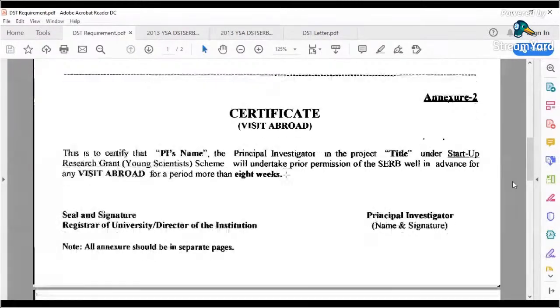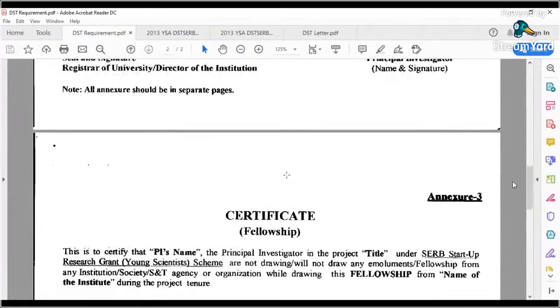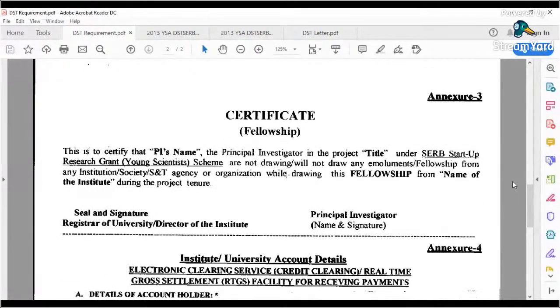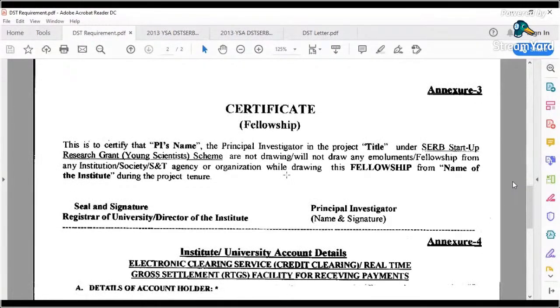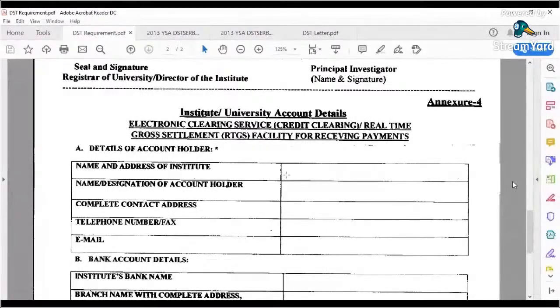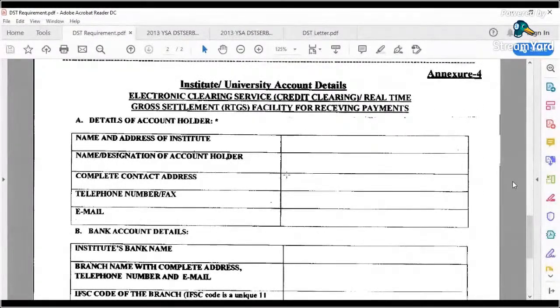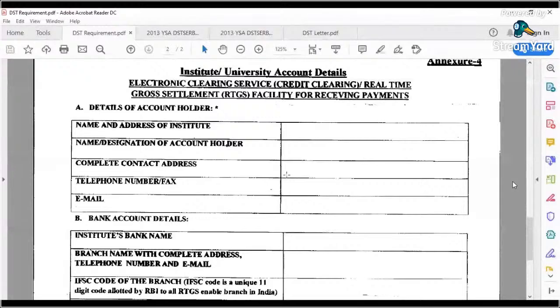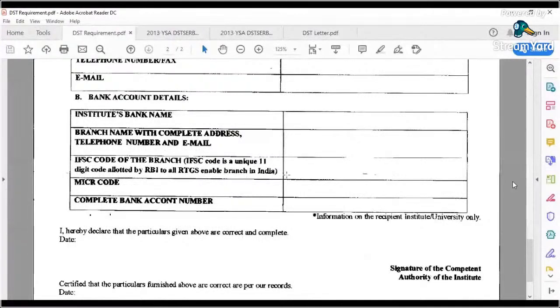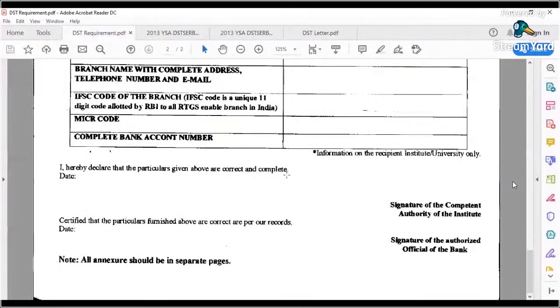Then a certificate of any fellowship, that was there. So this had to be taken by the principal investigator, and then you had to give the institute or the university's other details. There was going to be an RTGS of the funds which were going to be given by DST to the institute. So you had to mention all these details like account number and all other details which are mentioned here. So this template was given by DST itself, and the principal investigator did not really have to worry about these templates.